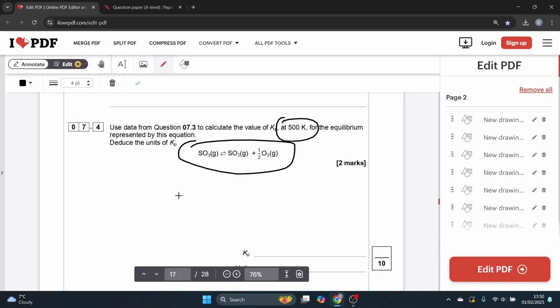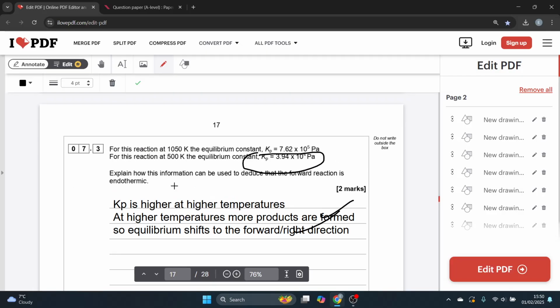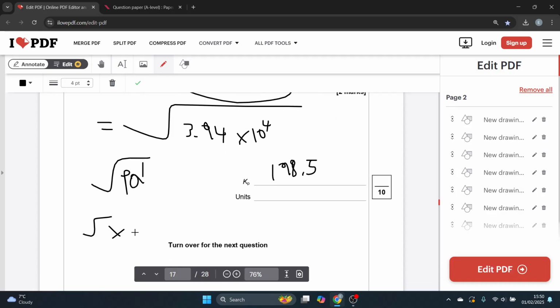What I've done is basically all I need to do here is square root 3.94 times 10 to the power 4, which is 198.5. And therefore the units, well, the units in this case was Pa, square root of Pa. Pa is to the power of 1, and remember square root of x equals x to the power of a half. So therefore square root of Pa is going to be Pa to the power of a half.